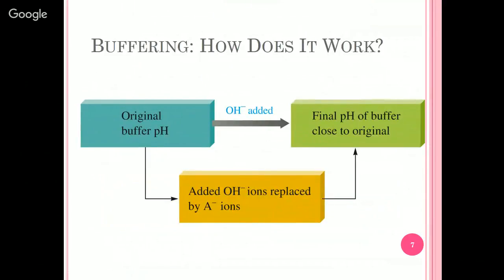So specifically, what happens when we add a strong base? We look at our original buffer pH, and we add our OH minus, which is our strong base. All of those OH minus ions that we add to our solution are replaced by our conjugate base. So our weak acid reacts with the hydroxide ions to produce water and conjugate base, and our pH will only increase by a small amount. Hence our final pH is close to our original.